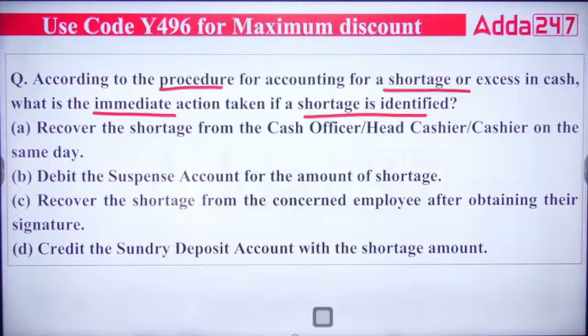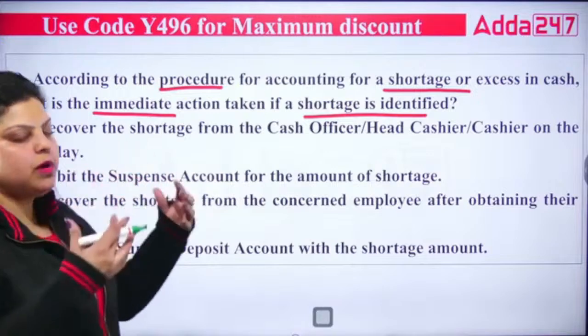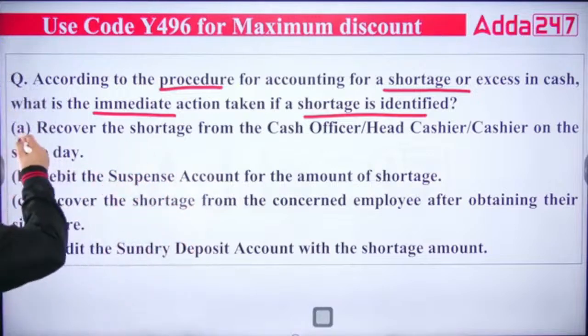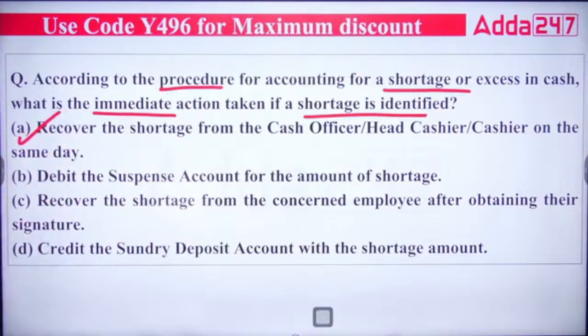Okay. So one important thing is that if you are facing a cash shortage, the first step should be taken. It should be addressed on the same day. It will involve you retrieving the deficient amount from the cash officer, your head cashier or your cashier. So the first thing is you have to inform about it, point it out on the same day and recover the shortage from the cash officer, head cashier or the cashier. Okay, and they will initiate the process of recovering the lack of funds from the relevant employee who is responsible for the shortage. Okay, so the right answer will be A.